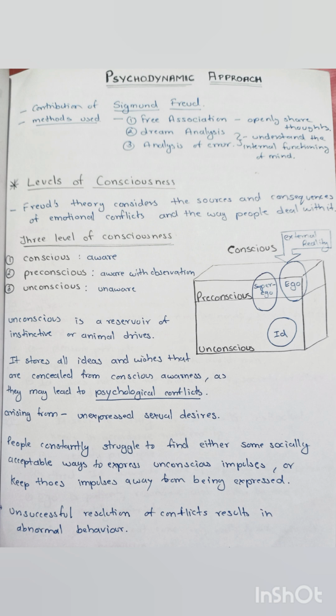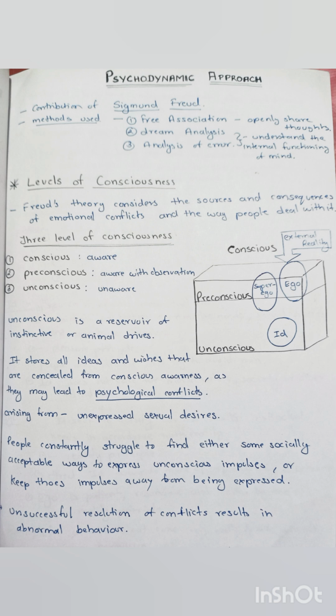It also stores the ideas and wishes which are not known to the conscious brain, and these are the ideas which generate a psychological conflict in a human mind. According to him, people constantly struggle to find some sociologically acceptable ways to express their unconscious impulses. A good example of this is the system of marriage, which from ancient times has been devised to satisfy the sexual needs of an individual in a sociologically acceptable way.